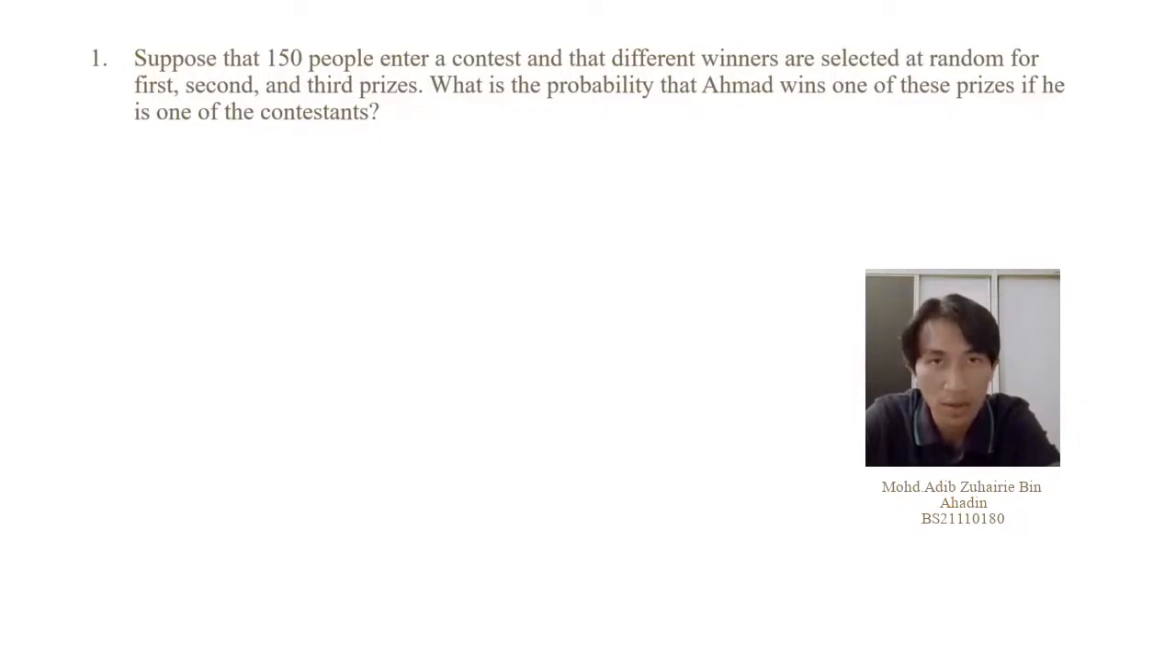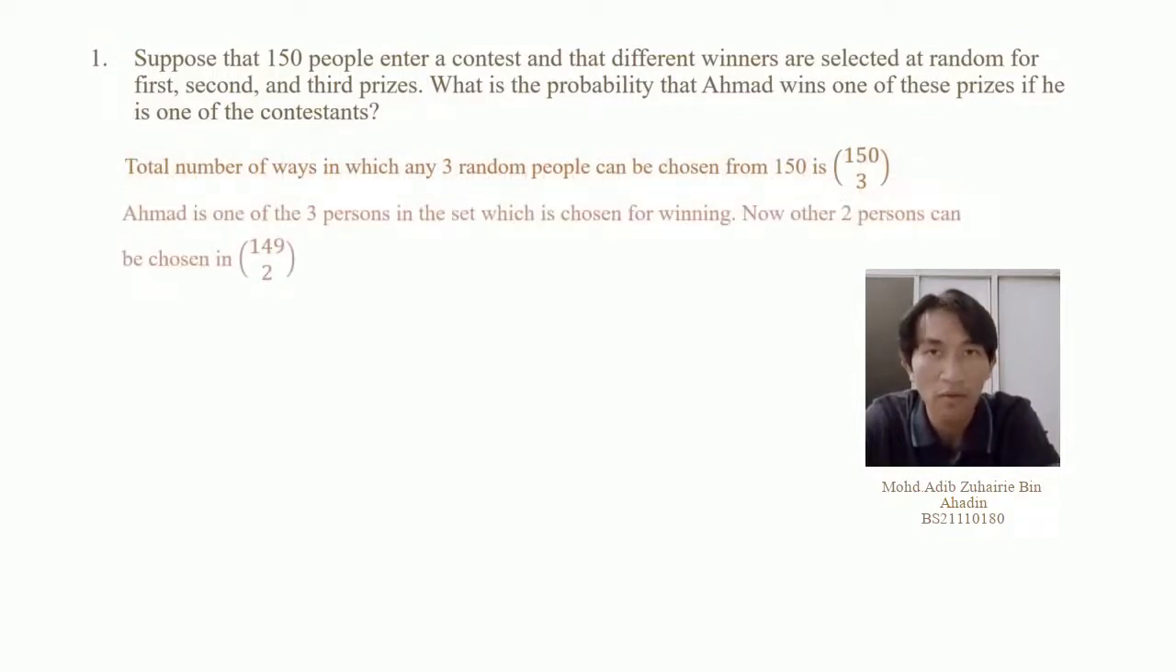I will continue this presentation for Chapter 6, Question 1. Suppose that 150 people enter a contest and that different winners are selected at random for first, second, and third prizes. What is the probability that Ahmad wins one of these prizes if he is one of the contestants? The total number of ways in which any 3 random people can be chosen from 150 is 150 choose 3. Ahmad is one of the 3 persons in the set chosen for winning. Now, the other 2 persons can be chosen in 149 choose 2 ways.